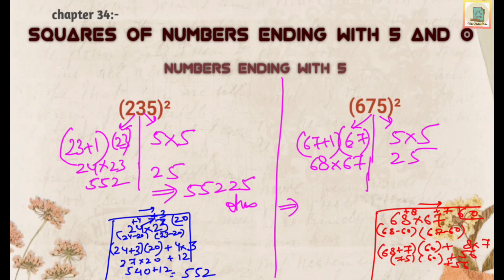So 75 multiplied by 60 we get 4500. 4500 plus 56 we get 4556. So here 68 multiplied by 67 we get 4556 and here we get 25. So the final answer we get is 455625.